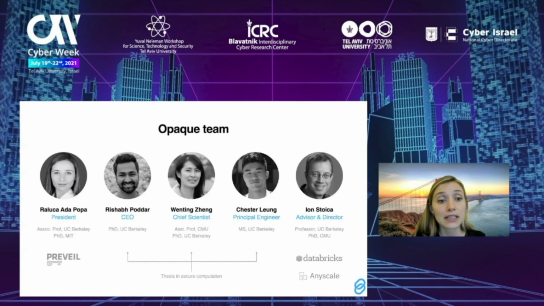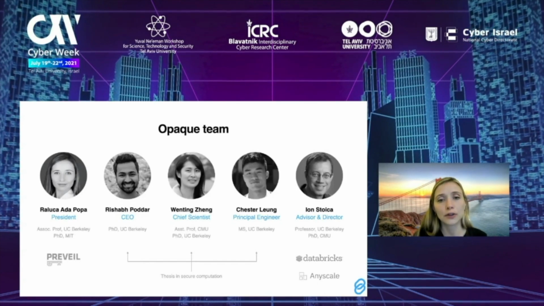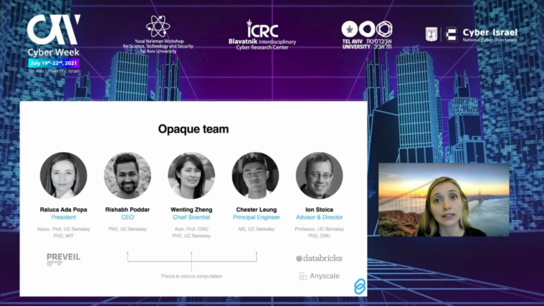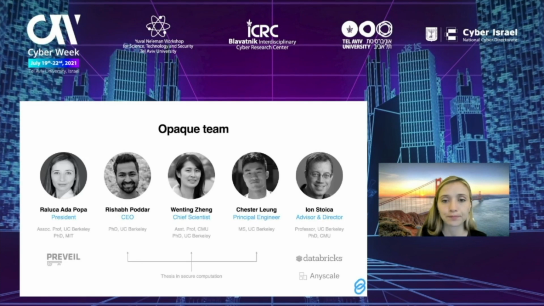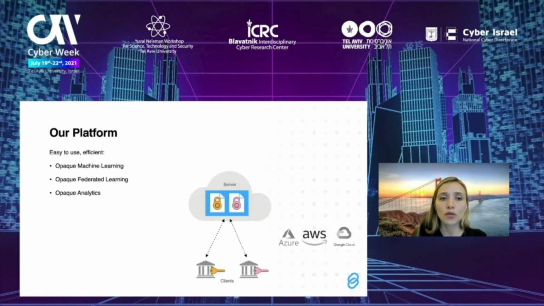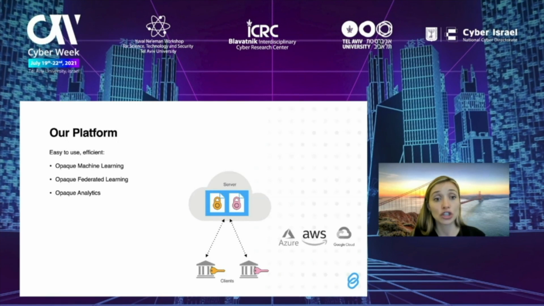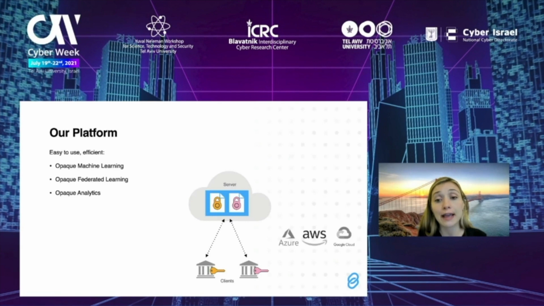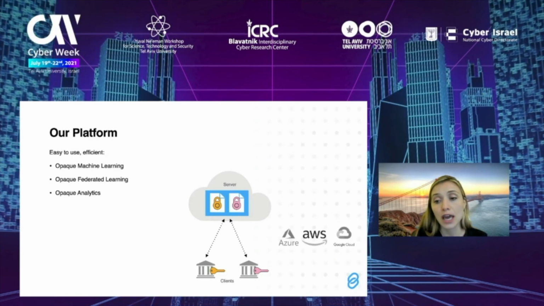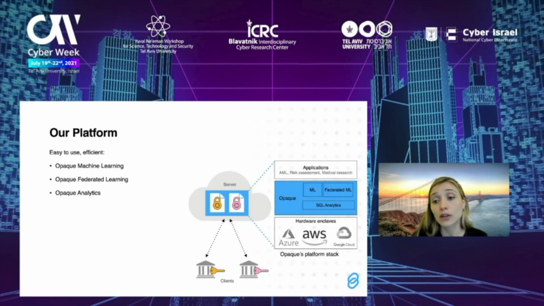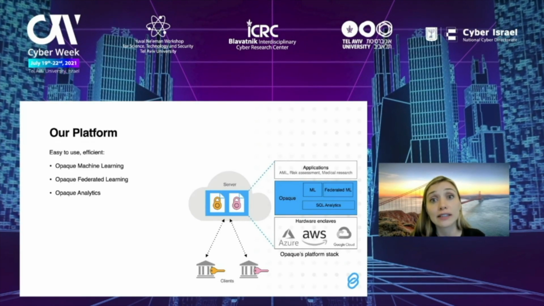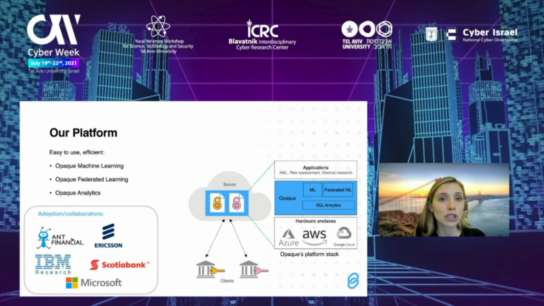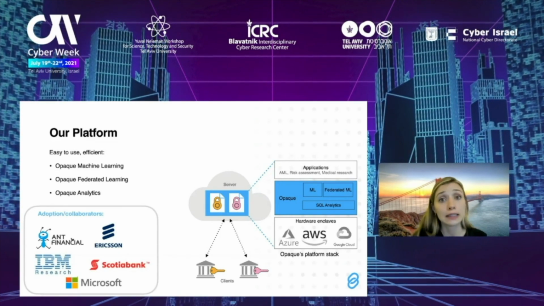This is the team behind Opaque. It's 3 of my students, 2 of them graduated with PhDs and 1 with a master's, experts in this area, and my colleague Jon Stojka. As part of Opaque, we provide 3 modules: machine learning in a confidential way, federated learning in a confidential way, and analytics in a confidential way. And these are running on top of major cloud providers like Azure. The nice thing is that we've already had a bunch of adoption, either in production already or internally at a number of companies.